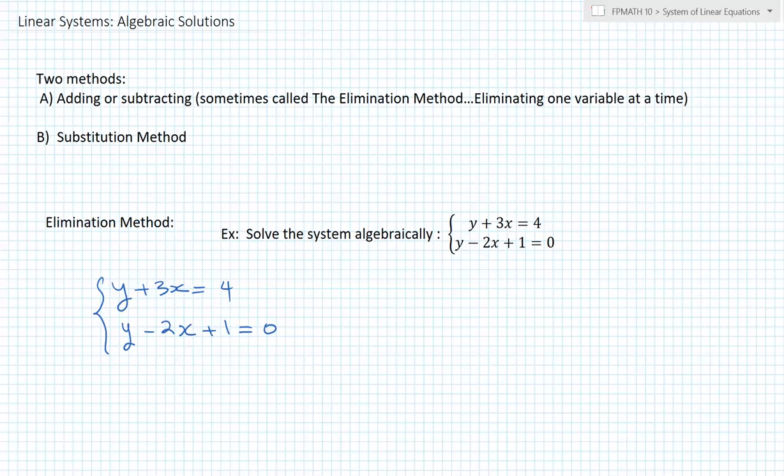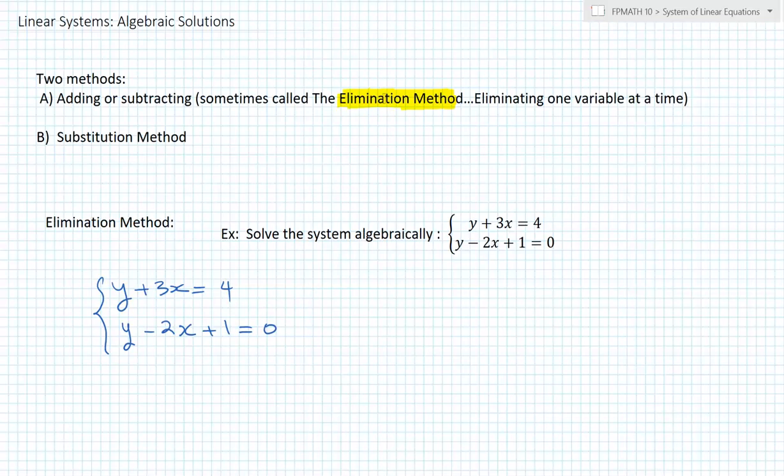Linear systems we're working on, and in this section we're going to talk about algebraic solution. There are two methods in algebraic solutions. One is a very straightforward substitution method, and I'm going to show you how to do that. And then the other one is the adding or subtracting, and I need to explain what that is. But some textbooks and some resources call that the elimination method. I call all of them algebraic method. Doesn't matter what you call them.